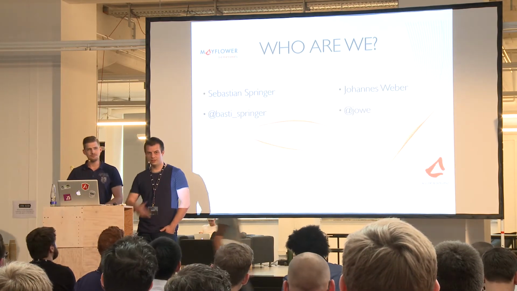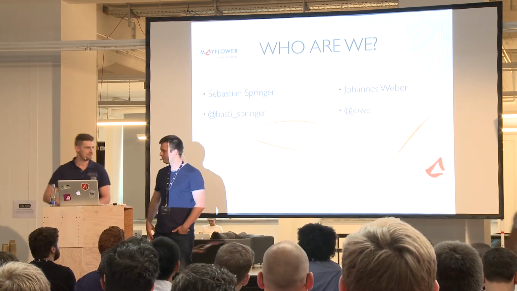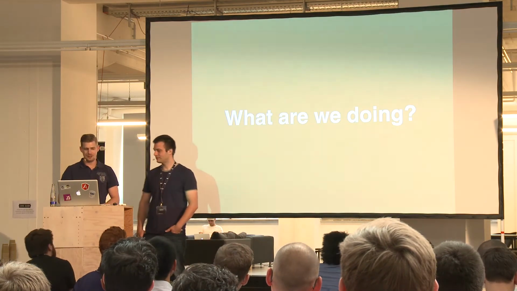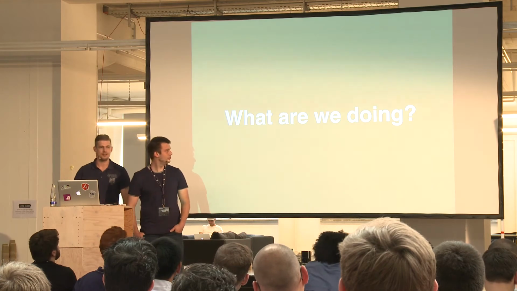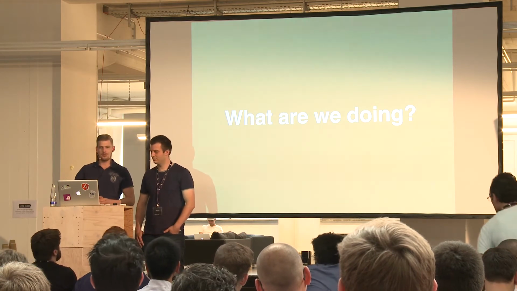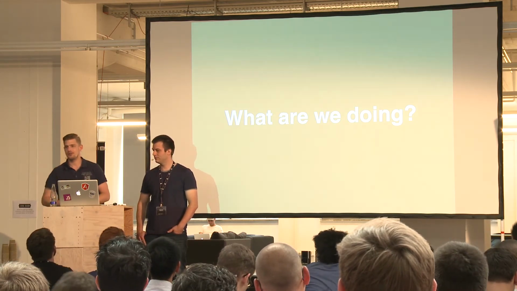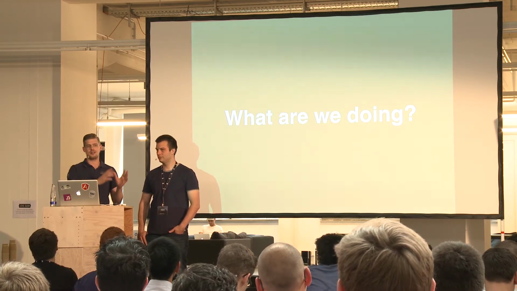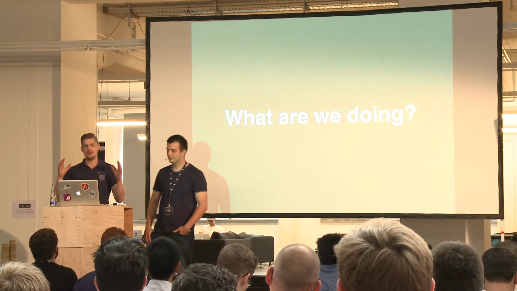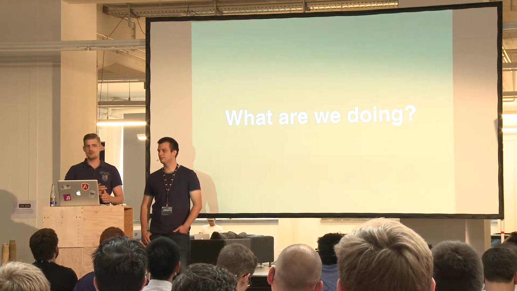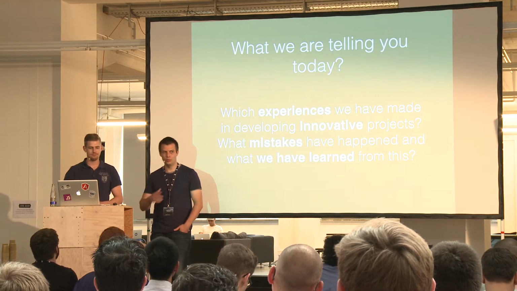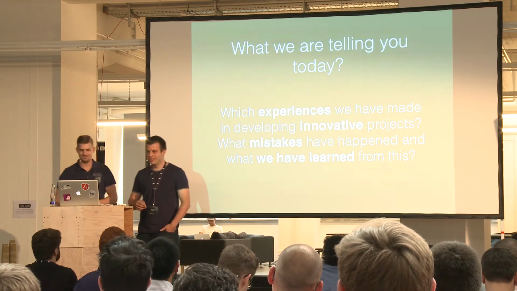And our names are Sebastian and Johannes. Yeah, we are both working for Mayflower. At Mayflower, we are a service provider, and we are building web applications for our customers. Our customers range from small, young startups to huge companies like Volkswagen or Siemens and something like that. Which are pretty agile, by the way.